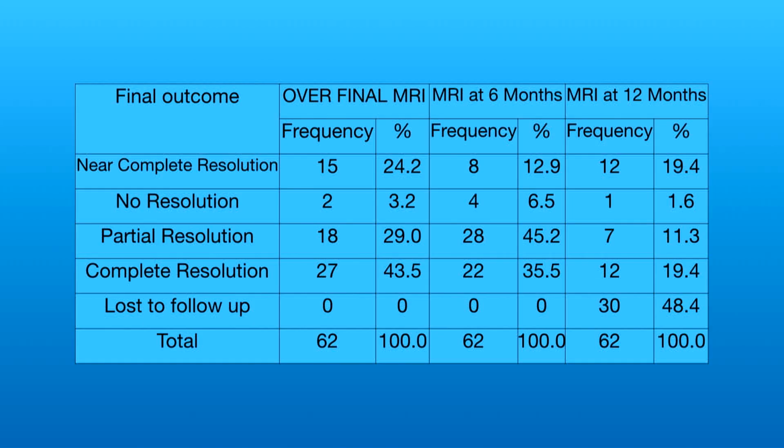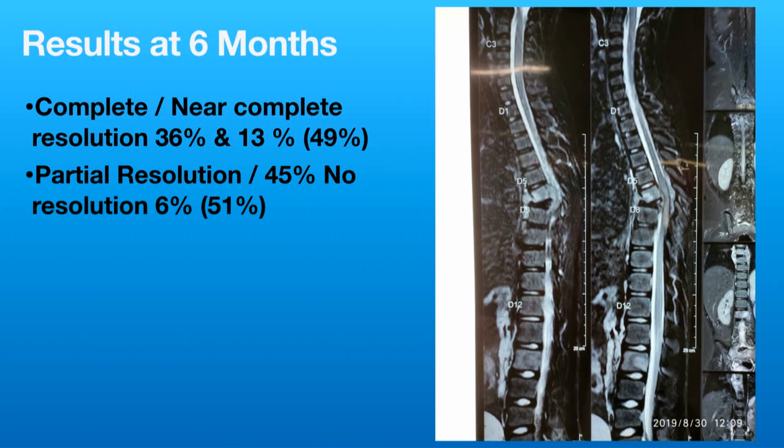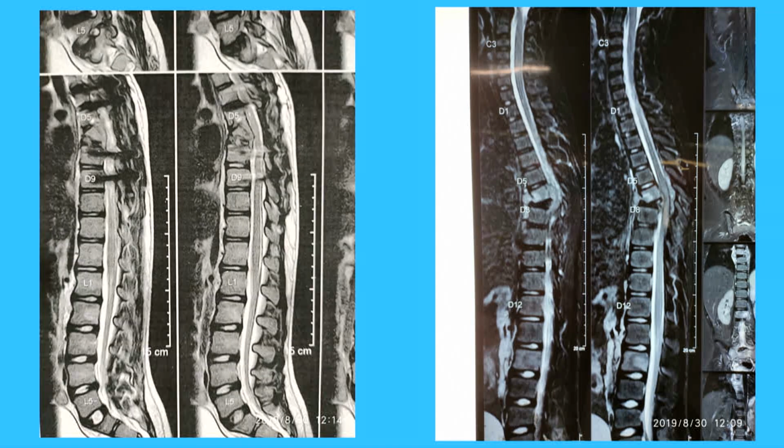MRIs were done every 6 months, at 6 months and 12 months, and depending on further recovery, the patients were subjected to 3-monthly MRI till the end of therapy. Our results at 6 months showed that almost 49% of the patients showed near complete and complete healing, whereas 51% of patients didn't show any resolution or showed only partial resolution. So at 6 months, only 50% of our patients showed healing.